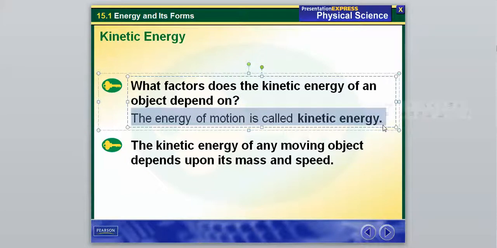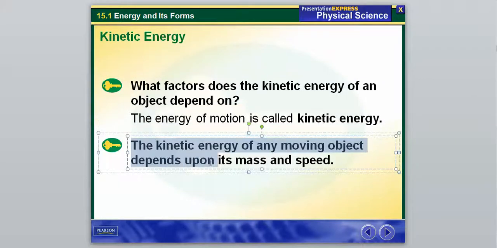Hopefully that is not a completely new topic for you. I might not have gotten in depth with solving kinetic energy problems, but hopefully you've heard that the energy of motion is called kinetic energy. The kinetic energy of any moving object depends upon its mass, how much of there actually is, and its speed, how fast it is moving. Those are the two big overriding factors within kinetic energy: how big you are, how much mass you take up, and what your speed is.